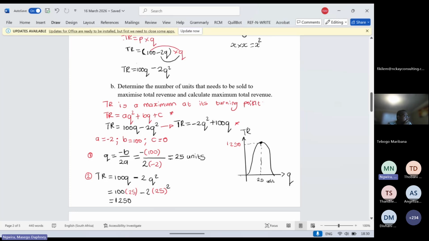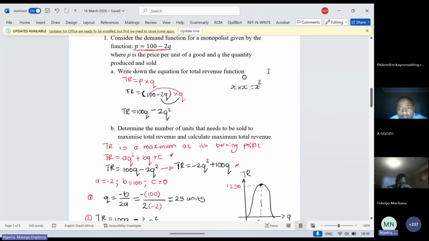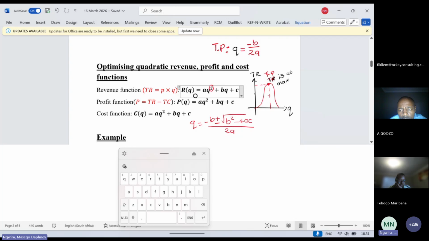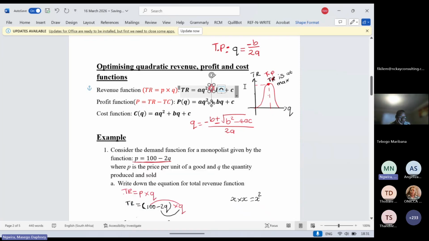So when I started, I said we have what you call a standard form, right? A standard form is how a formula is supposed to look. So the total revenue formula looks like this. Let me just write TR here so that it makes sense. The total revenue is supposed to look like this because it's a quadratic, so it has a square. So it's TR equals AQ squared plus BQ plus C. This is how it's supposed to look.